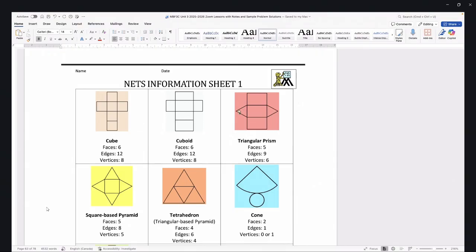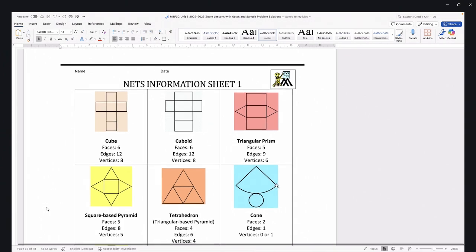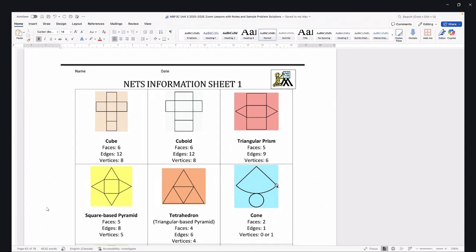If I flip that side up, this up, this up, I get a triangular prism. If I flip the four triangles up, they'll meet at a point in the middle that gives me a square-based pyramid. If I flip these three sides up, I get a triangular-based pyramid or a tetrahedron. A cone, believe it or not, if I were to cut this out and flip this up, and bring these two sides together touching, you would end up with a cone.